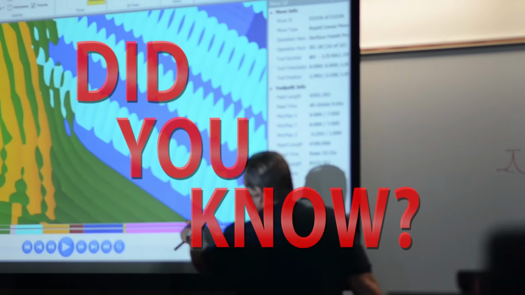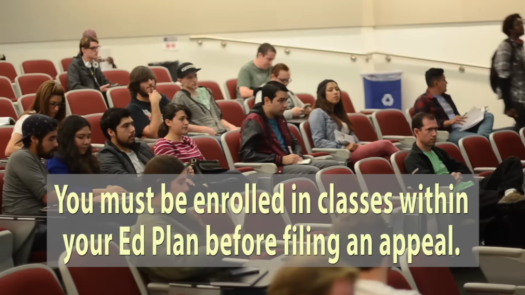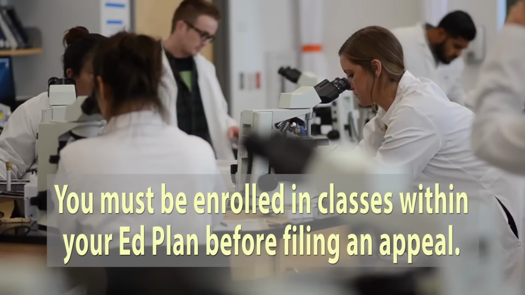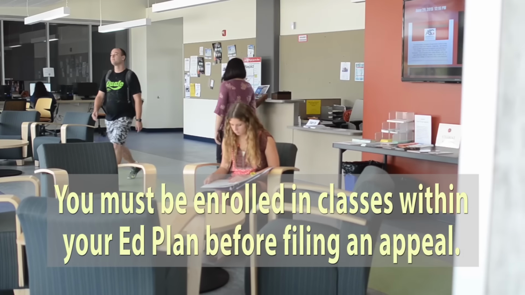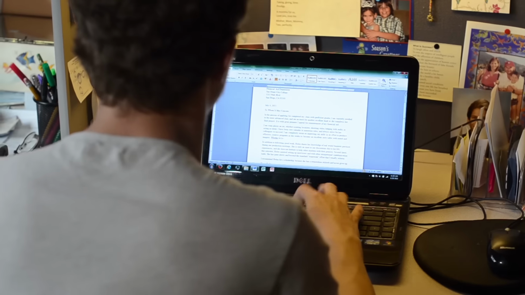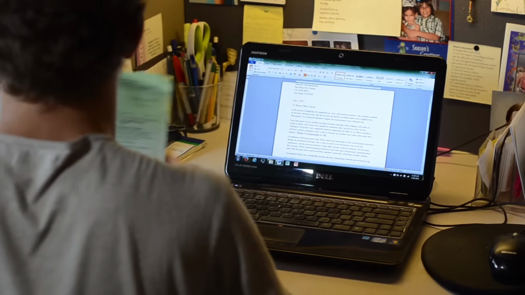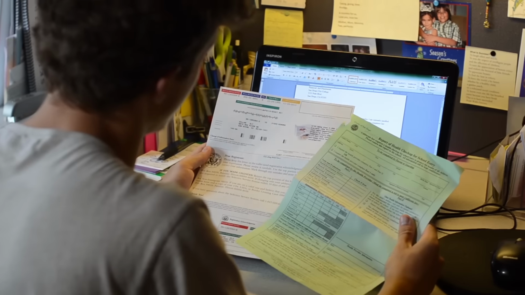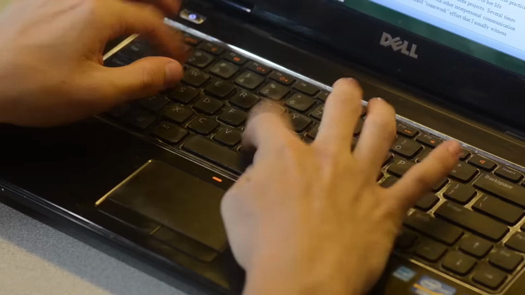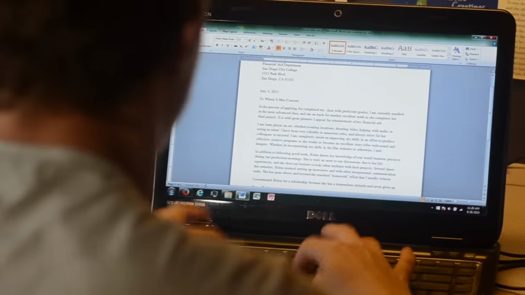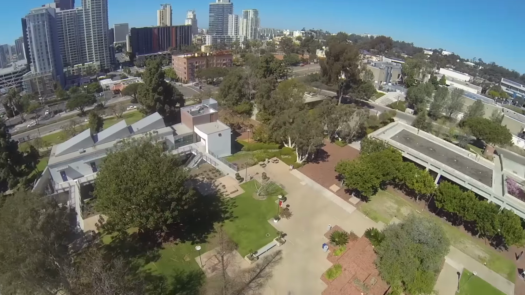Did you know? You must be enrolled in classes for next semester. And those classes must be reflected in the educational plan in order for your appeal to be considered. Keep that in mind. And lastly, you need to write a letter outlining the basis for your appeal. You also need to supply any other supporting documentation you have. It's helpful to be as detailed as possible in your letter by explaining what your situation was, what you're doing differently now, and what resources you have in place in case any unforeseen problems arise in the future.